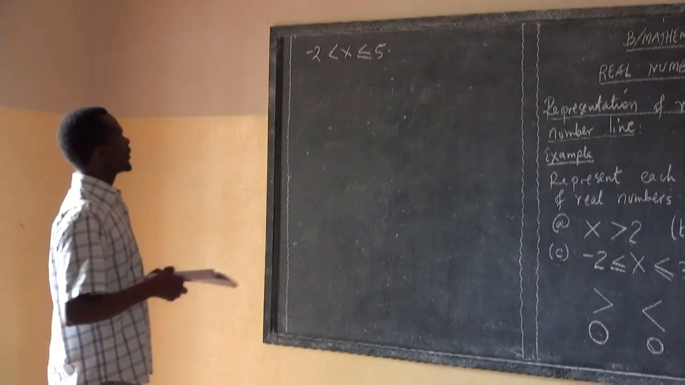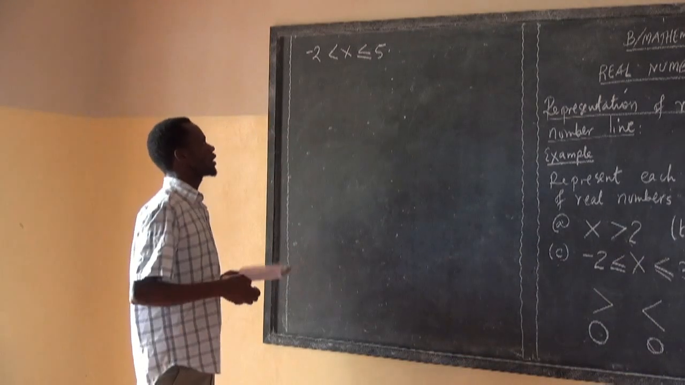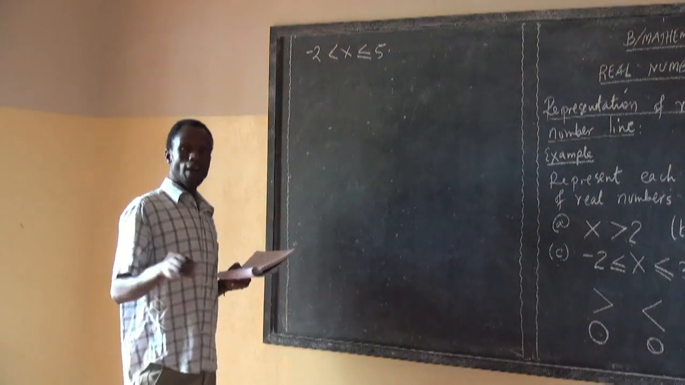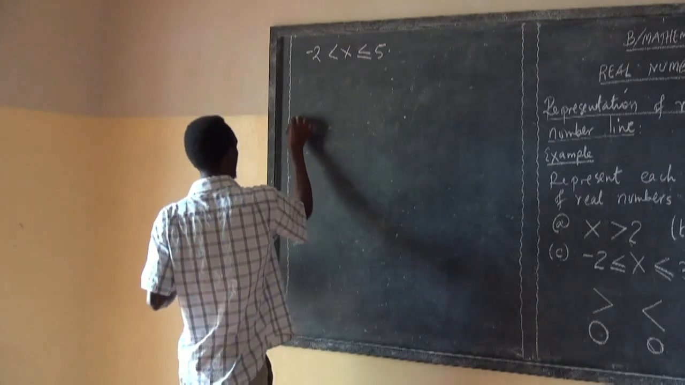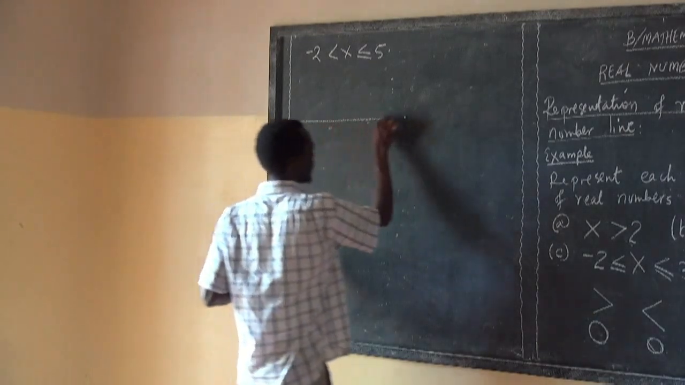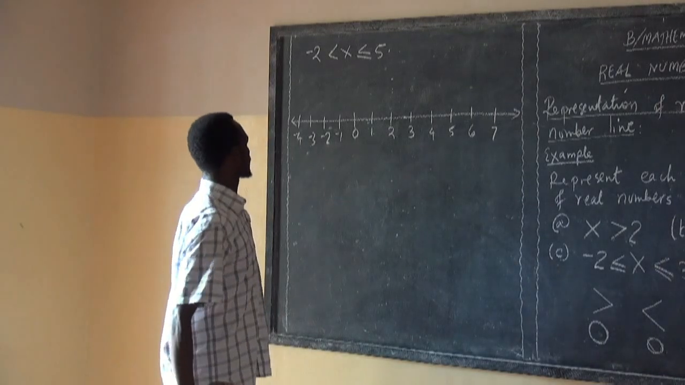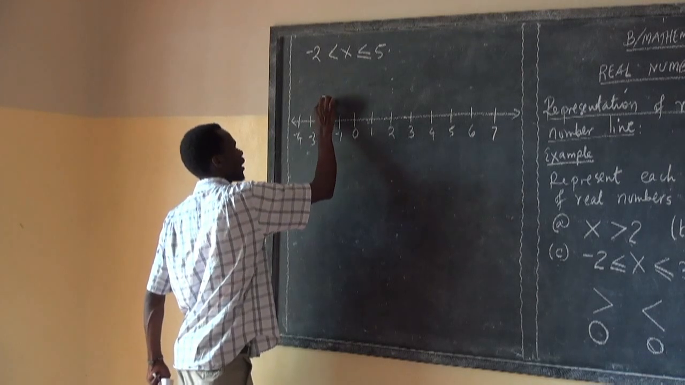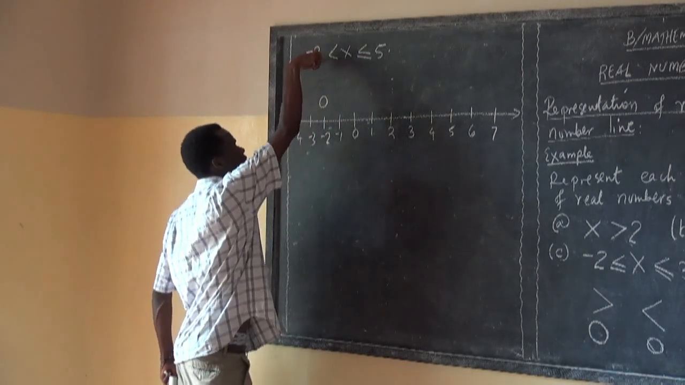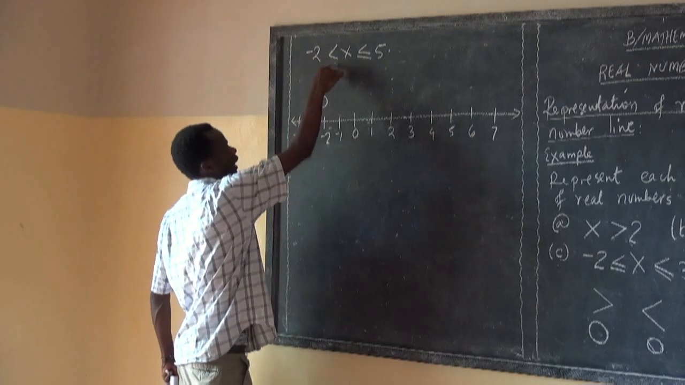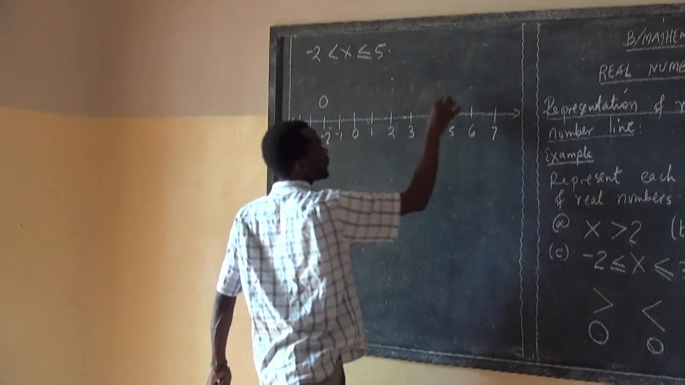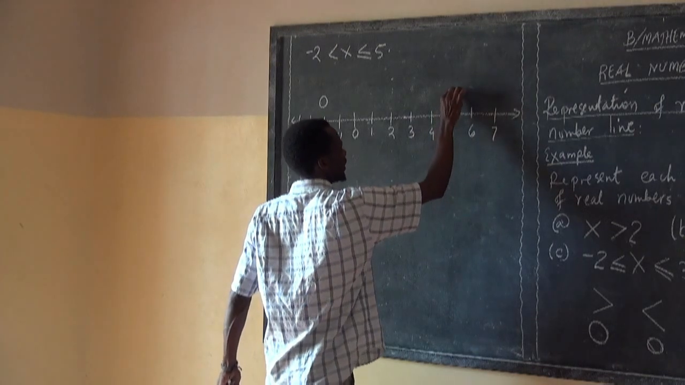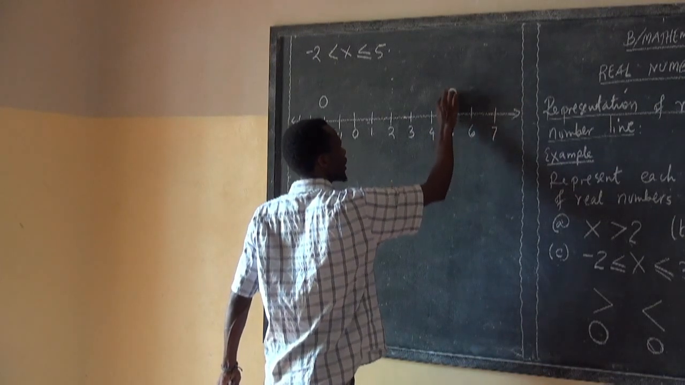Now, definitely you also want to determine that one. It's very simple. You draw your number line. Let us draw our number line. If that is the case, we're talking about -2. It's right here, but -2 is not included. Now we're talking about +5. +5 is right here. Now this is included.